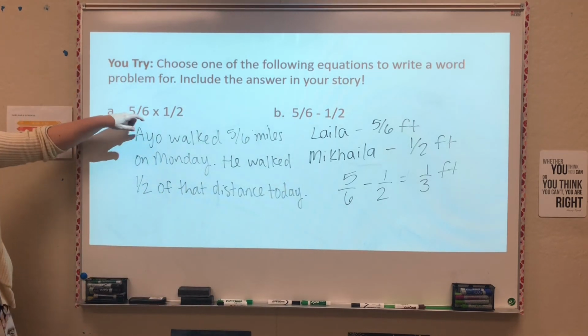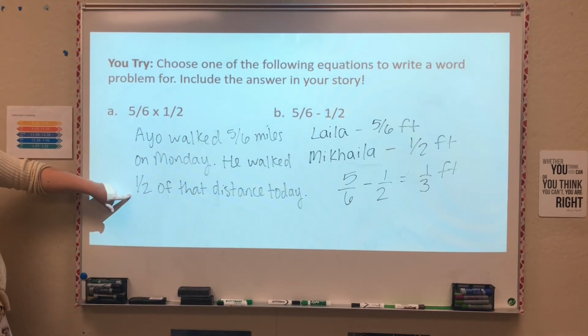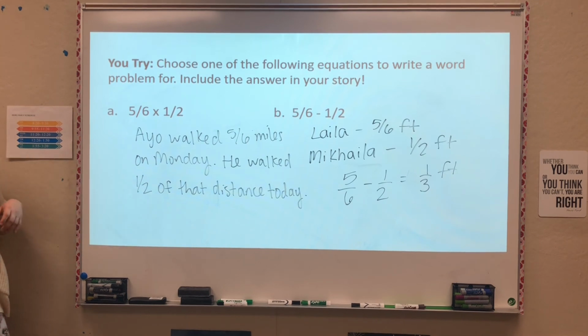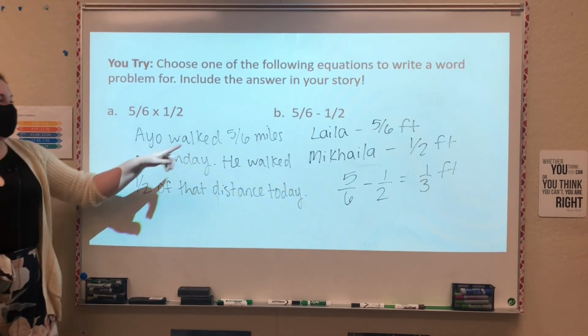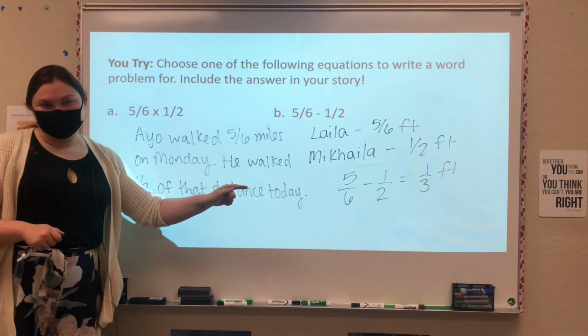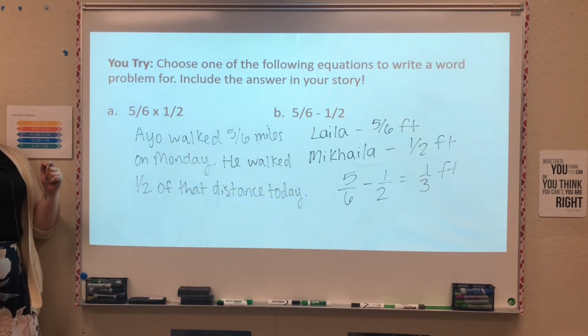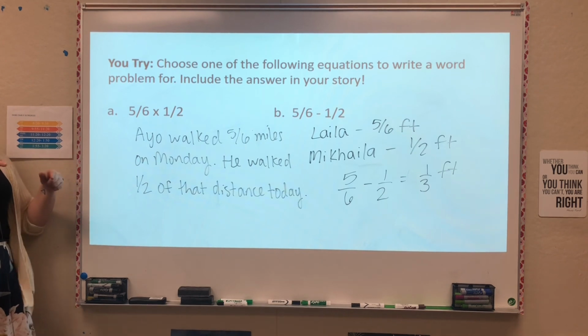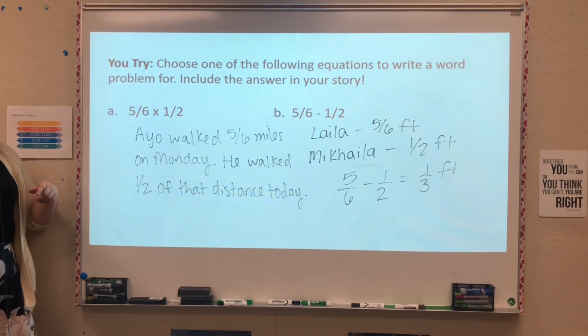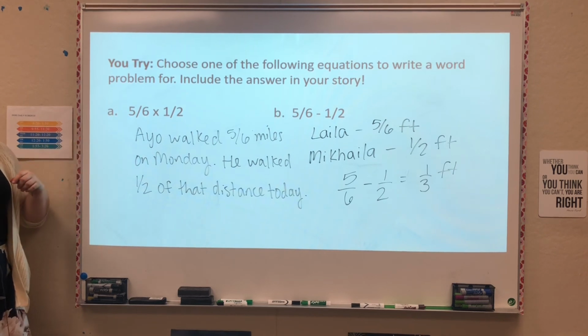For the multiplication problem, if I said this information, what would that question part be? How much did he walk altogether? If I asked altogether, what type of problem would it be? If I asked how much he walked total, that's what type of math? If I'm asking for a total, that's addition. What would this find you? Not the total.